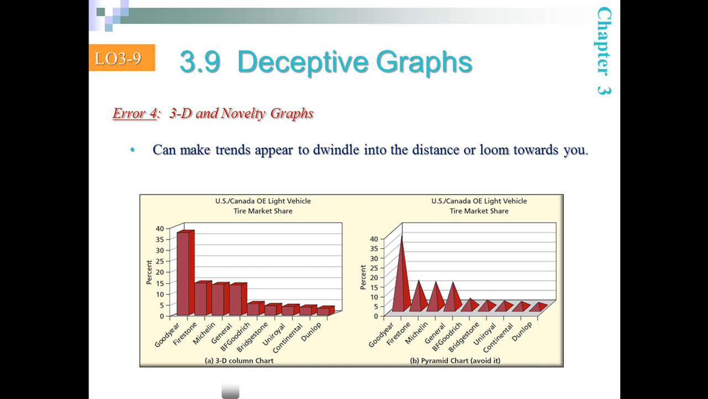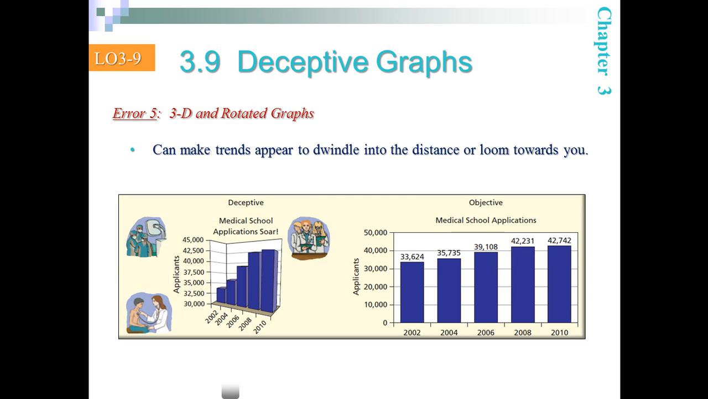Here's another example of the scale, the y-axis being off and exaggerating what's really going on here. So we're starting at 30,000. We're rotated. 3D makes it look like there's really significant difference between these years. When we actually look at all of the data, yeah, it's still going up, but not as drastic or dramatic as it appears here.